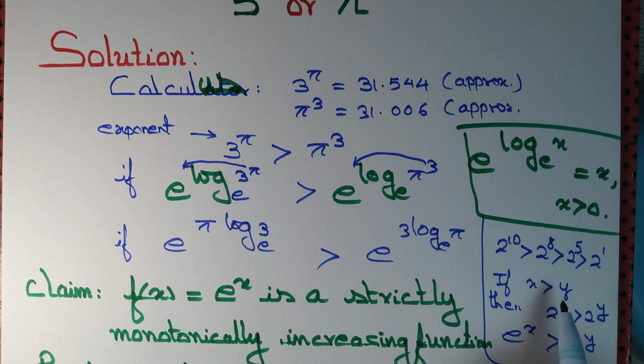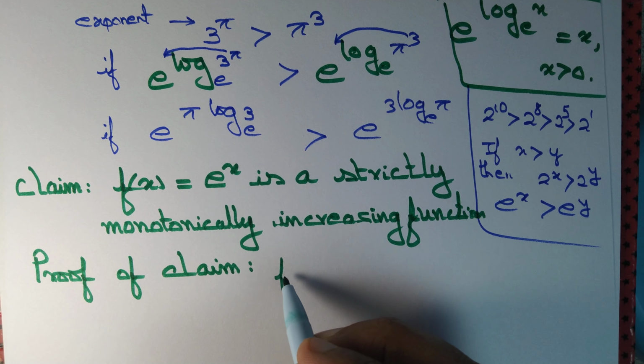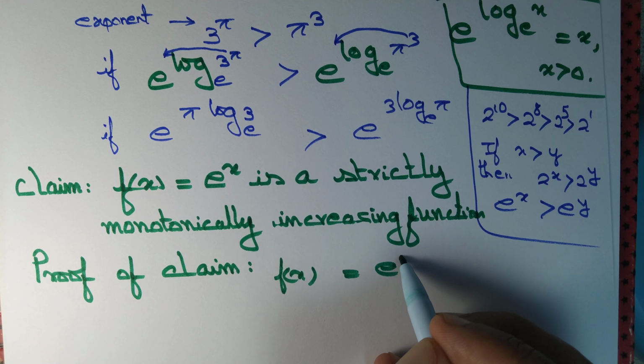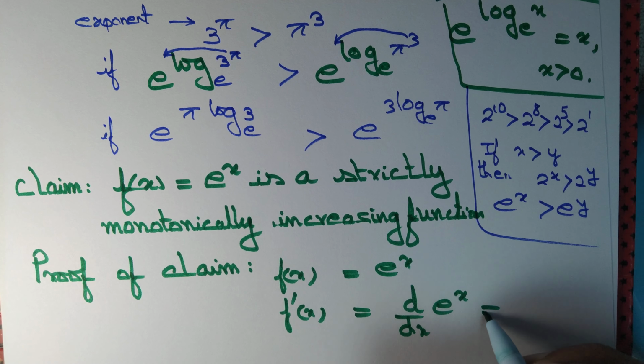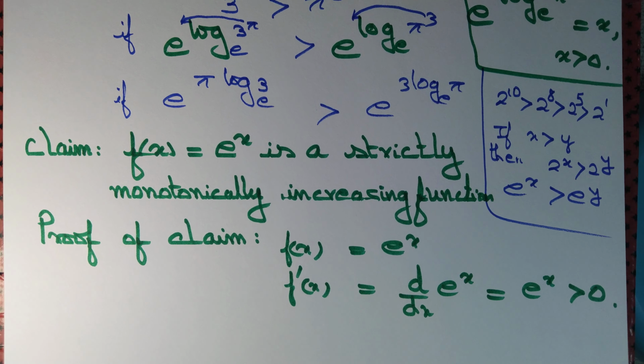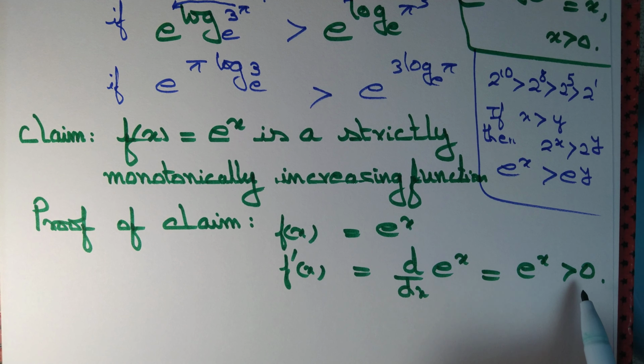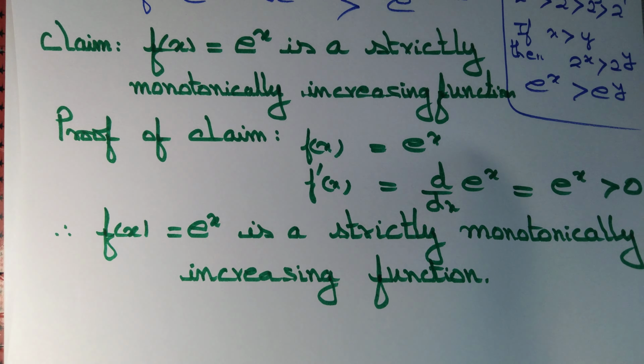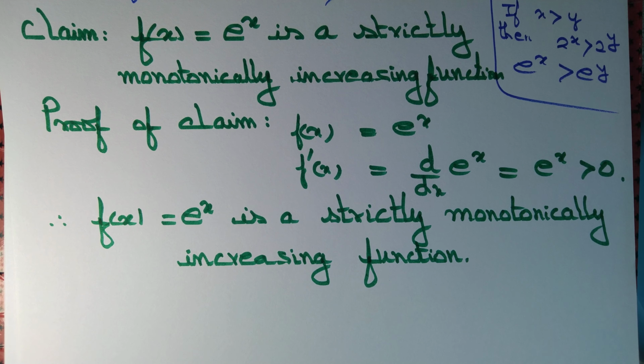As we said earlier, we will apply calculus. f(x) equal to e to the power x, then f dash x, the derivative of f(x), is d/dx of e to the power x, and that's simply equal to e to the power x, which is greater than 0. And by the theory of calculus, if the derivative of a function is greater than 0, we know that f(x) is a strictly monotonically increasing function. Therefore, f(x) equal to e to the power x is strictly monotonically increasing. What we mean by that is that if we take x bigger, f(x) will also be bigger.